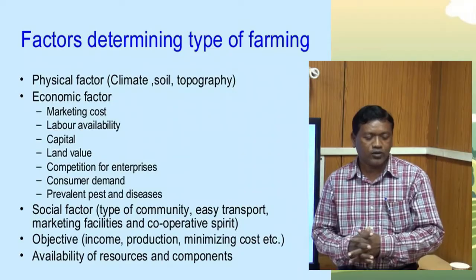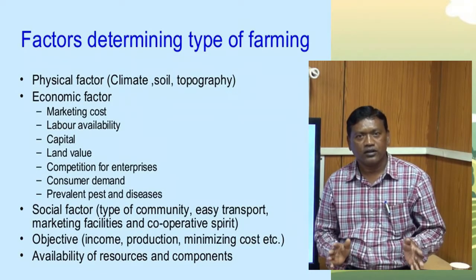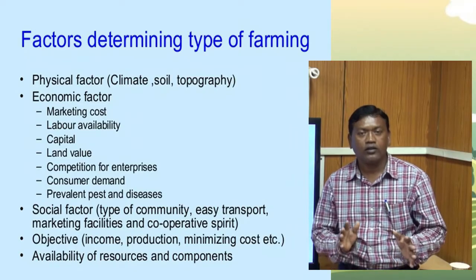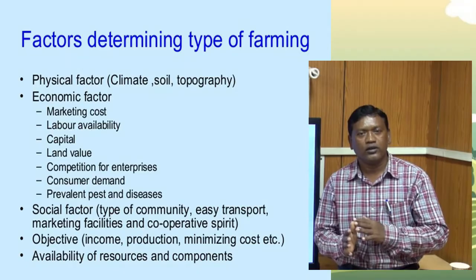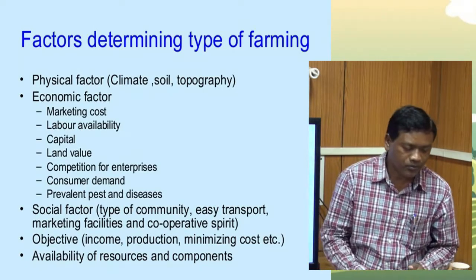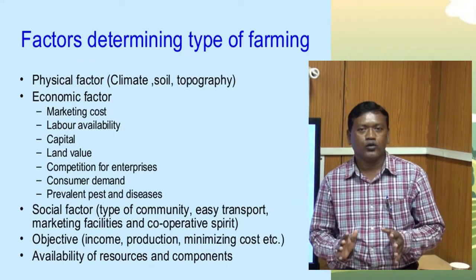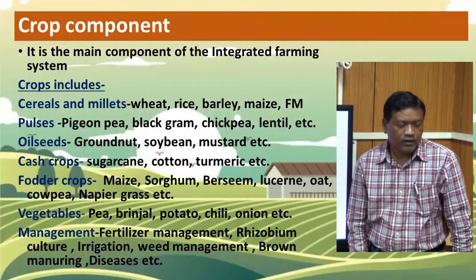Next is availability of the resources and components. The farming system runs if all the resources are available there, and all the resources should be used very efficiently.